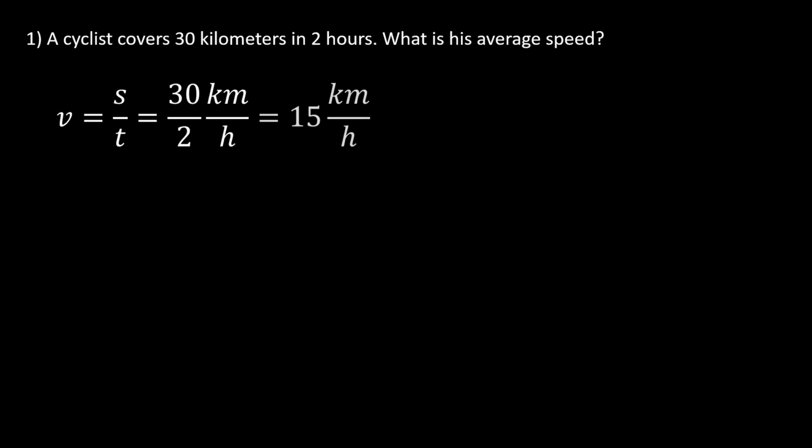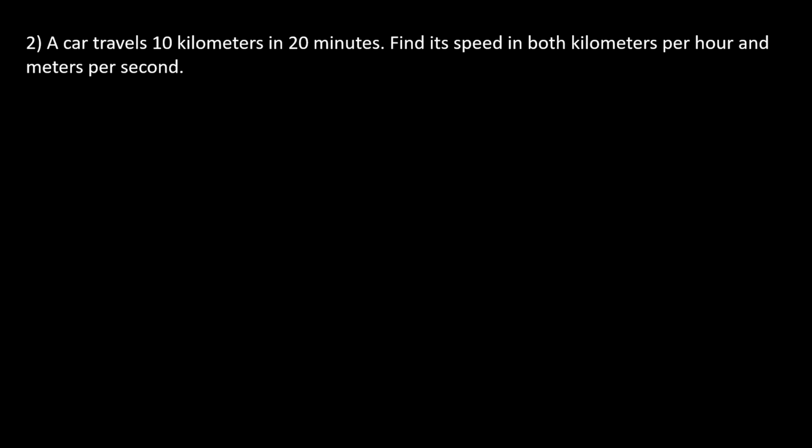Example number 1. A cyclist covers 30 kilometers in 2 hours. What is their average speed? We apply the formula. V equals S divided by T equals 30 kilometers divided by 2 hours equals 15 kilometers per hour. So, the cyclist was moving at an average speed of 15 kilometers per hour. This means that, on average, the cyclist covered 15 kilometers each hour.